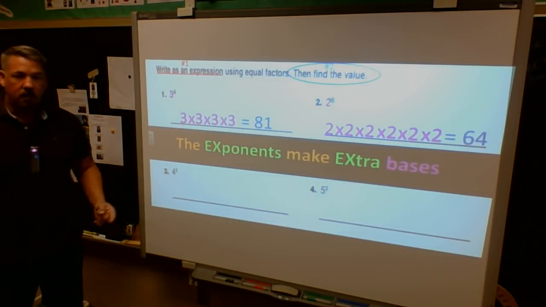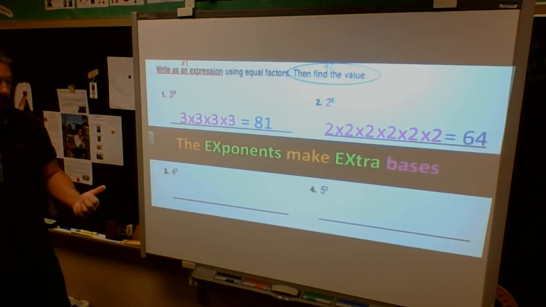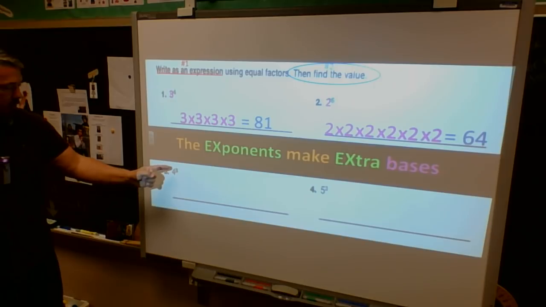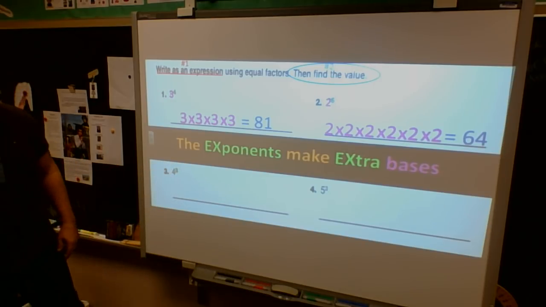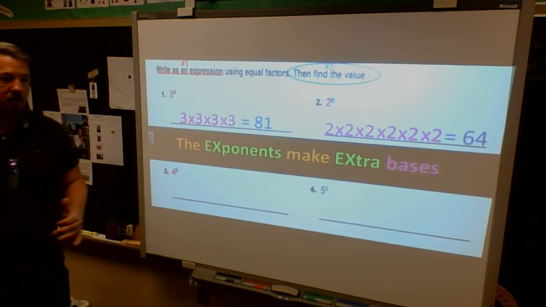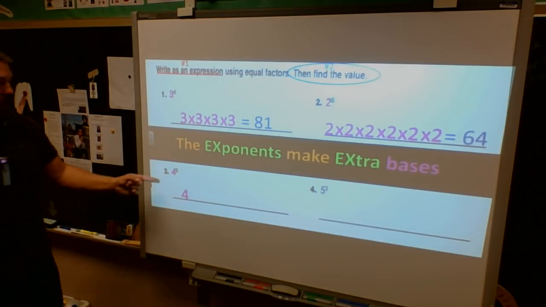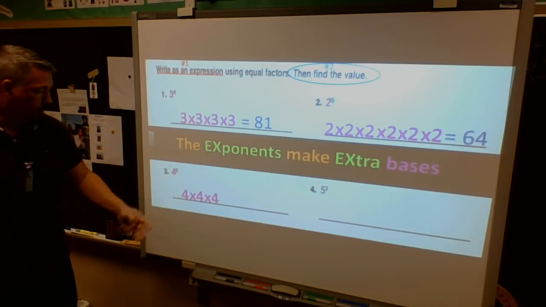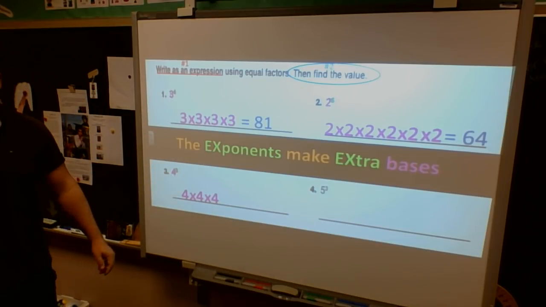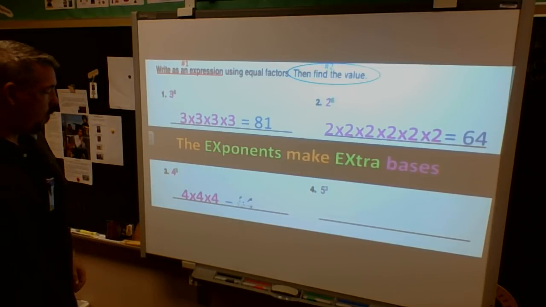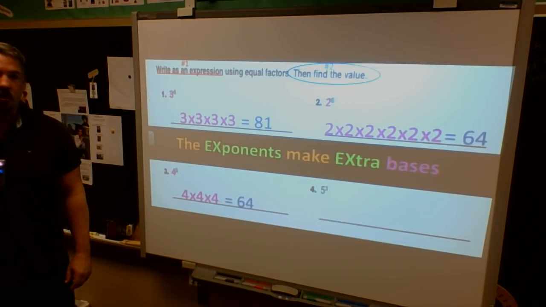So on number 3, how many am I going to have? Well, my exponent there tells me there's going to be extra bases. There's going to be 3 of them, and my base is 4. So I'm going to take my 4, and I'm going to write it down with multiplication 3 different times. So I have 4, my second one, 4, my third one, 4, and my first step is done. To find it, handy dandy calculator, 4 times 4 times 4, which gives me 64.